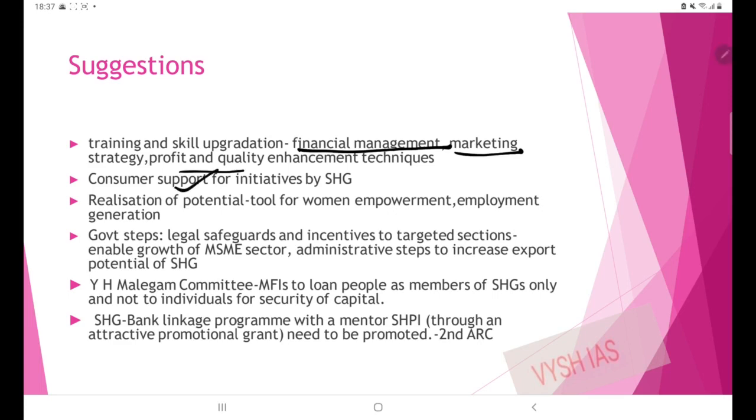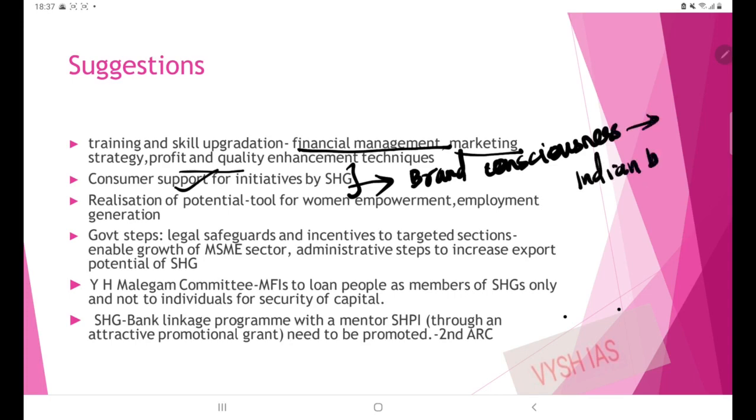Then consumer support for initiatives by SHGs. Here you can link this with brand consciousness. In India, the youth especially are moving towards brand consciousness. Indian brands are actually looked down upon by the youth. Although some brands are of lower quality, Indian people have to promote Indian brands and Indian initiatives. So this is societal support, by consumer activism and consumer preference for these products.